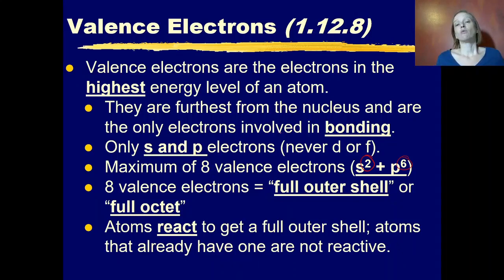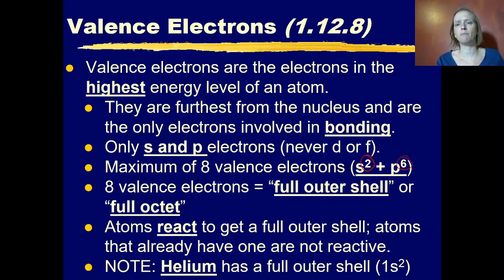If atoms already have 8 electrons in their outer shell, they are not reactive. There is a group of elements on the periodic table that has a full outer shell, and therefore they are very unreactive elements.